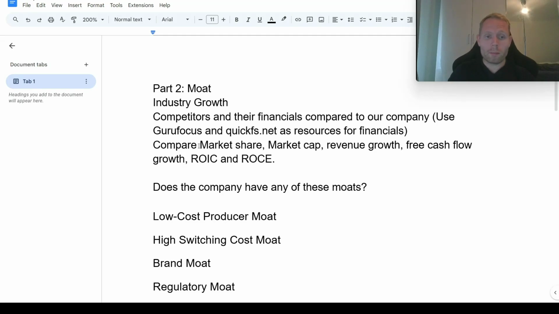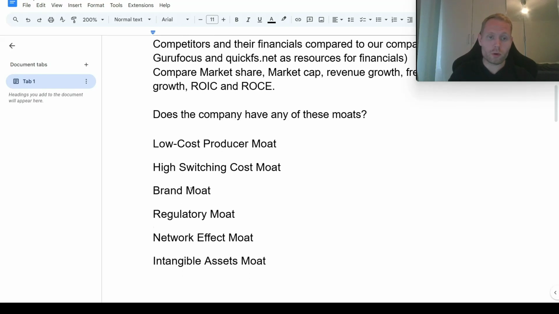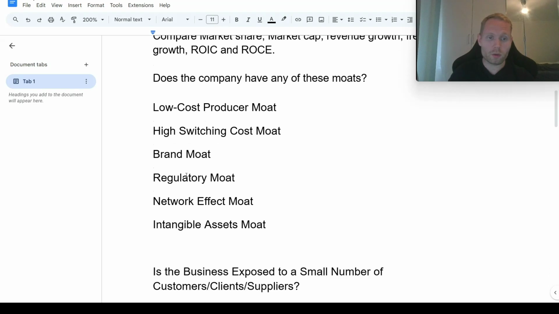I'm going to ask you to compare market share, market cap, revenue growth, free cash flow growth, return on invested capital, and return on capital employed. Then we're going to have Grok check if the company has any of these moats: low cost producer moat, high switching cost moat, brand moat, regulatory moat, network effect moat, or intangible assets moat. I have a pretty decent idea of what kind of a moat the company does have and doesn't have. But let's see what Grok gives us.